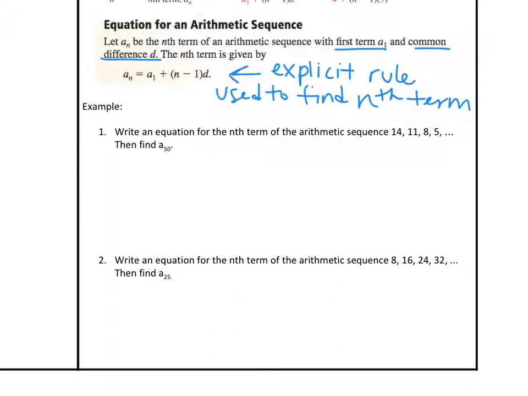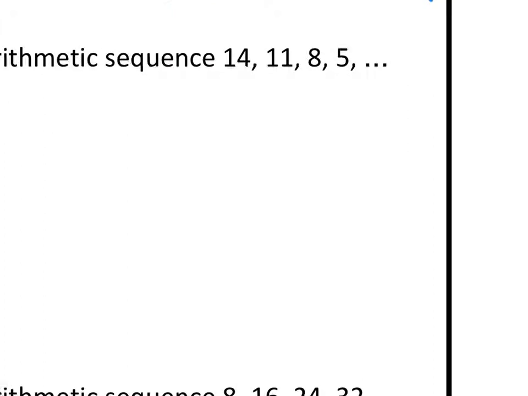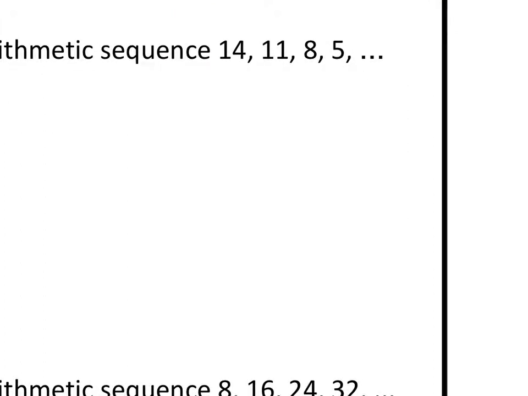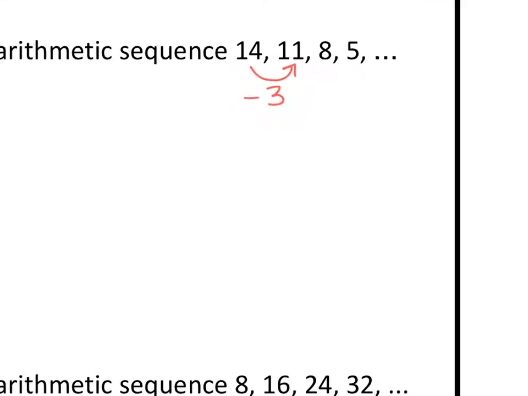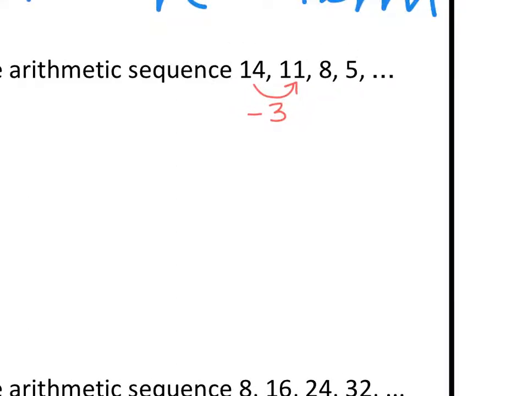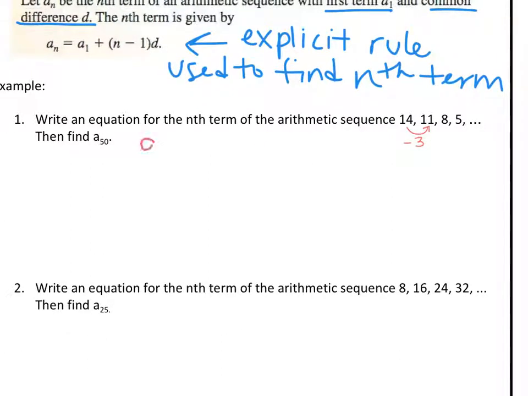Okay, write an equation for the nth term of the arithmetic sequence 14, 11, 8, 5. Then find A50, so find the 50th term. Okay, what's my common difference? Subtracting 3. Okay, so that would be d. What's my first term? Don't overthink this. What's the first number? 14. Okay, so the first term, A1, is 14.